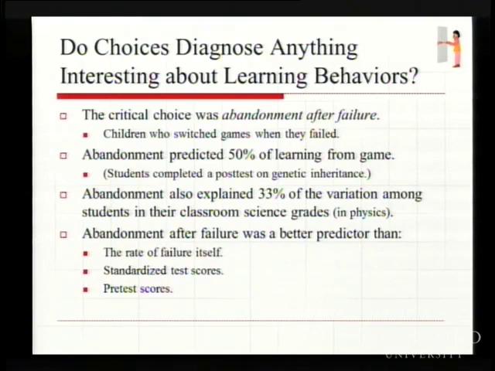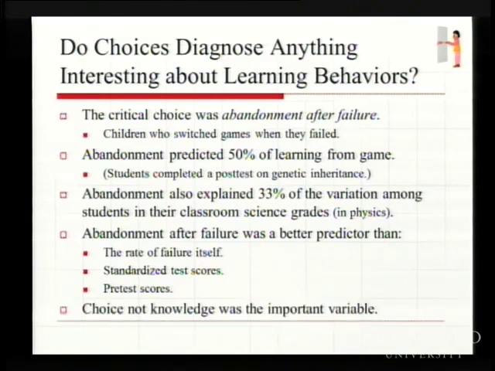So abandonment after failure was a better predictor than the rate of failure. It was a better predictor than their standardized test scores. And it was a better predictor than pretest scores. So in this case, choice, not knowledge, was the important variable for how these kids are doing in their science classes. Basically, there's a bunch of kids who quit when they fail, and they're really at risk.